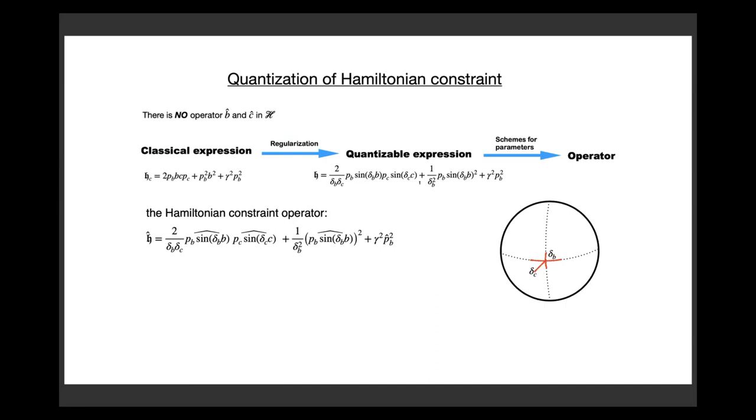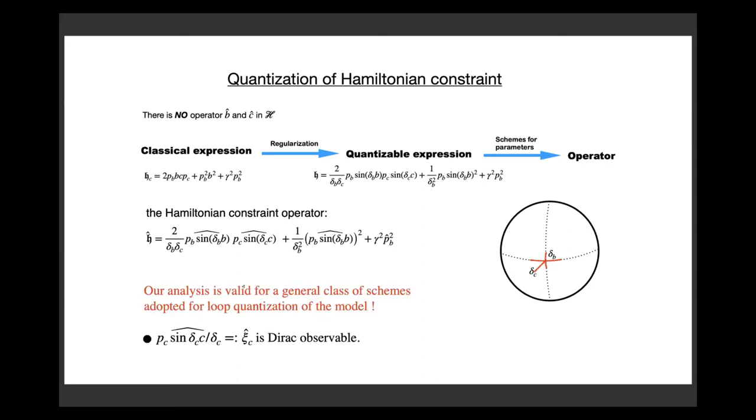There are several strategies to fix these parameters, and different strategies will give us different operators and therefore lead to different dynamics. But in our work, we didn't focus on some specific scheme. Rather, we just give some general assumption on the scheme. This assumption is that this K_cc, which is the most important assumption in our work, should be directly observable. That is to say, all of the schemes which satisfy this assumption could be discussed by our analysis.